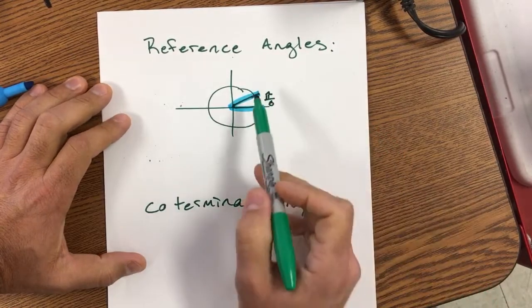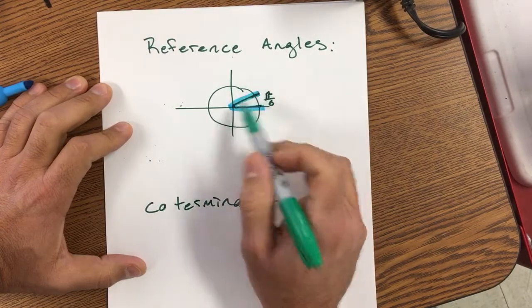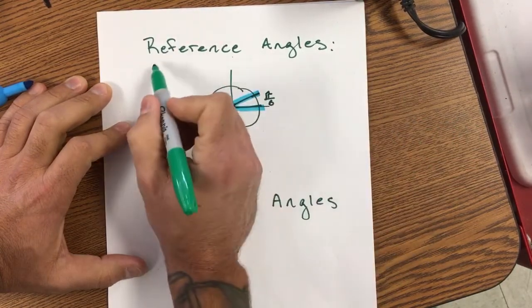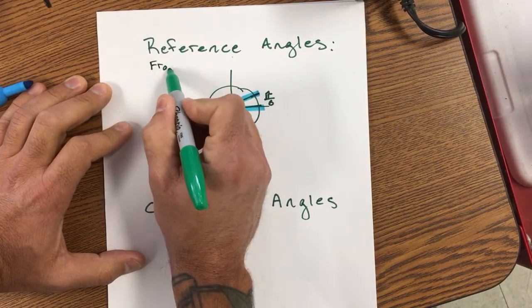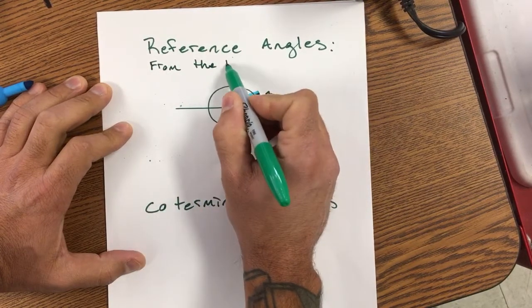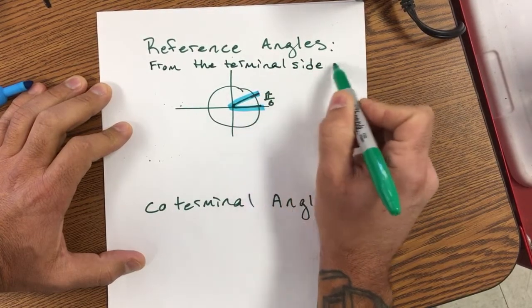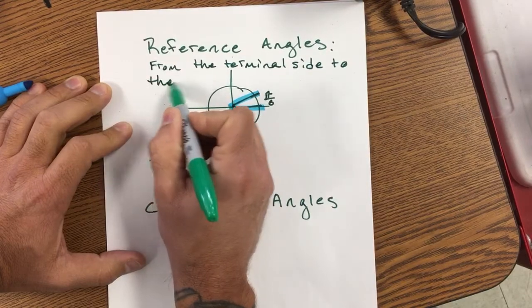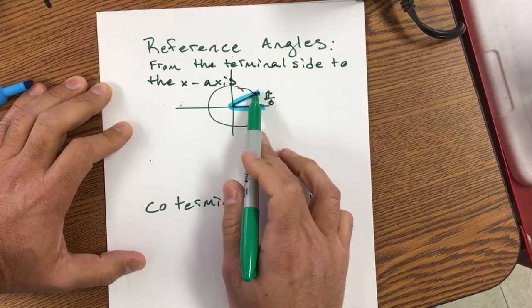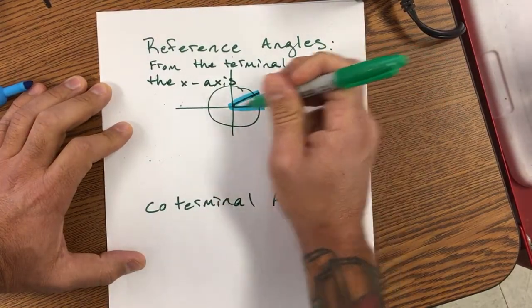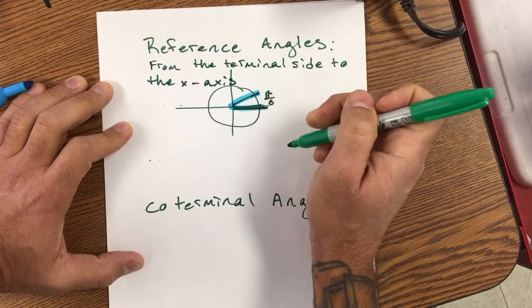The reference angle in quadrant 1 is the same as the angle in this quadrant. And the reason for that is the reference angle is from the terminal side to the x-axis. So when I'm in quadrant 1, the closest x-axis is this line right here. So they're just the same. The angle and the reference angle would be the same.